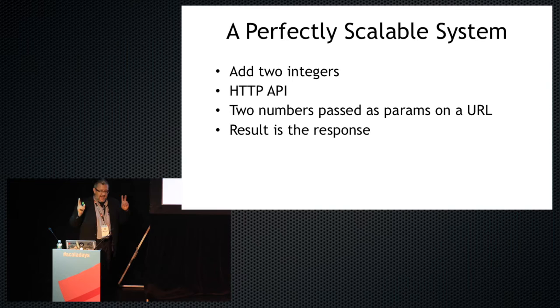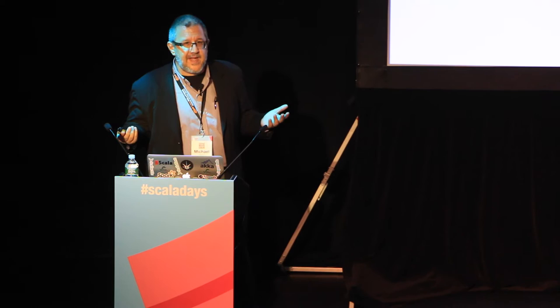So what would a perfectly scalable system look like? What would one look like in terms of the nuts and bolts of an actual system? Let's say we add two integers. Very sophisticated, right? We've all written one of these, haven't we? An HTTP API, arbitrarily, could be anything. The two numbers passed as a parameter on the URL, and the result is in the response. That sounds like it should scale pretty well, right? There's not a lot of things that would prevent that scaling. If we fired up a second node, we should be able to do twice as many requests now that we have two nodes, and so on and so on.